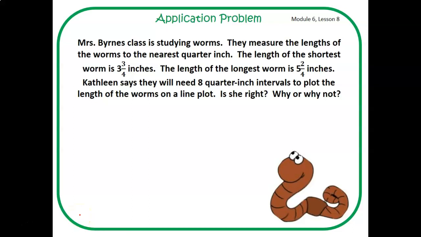Application problem. Get out your scratch paper. Miss Burns' class is studying worms. They measure the lengths of the worms to the nearest quarter inch.